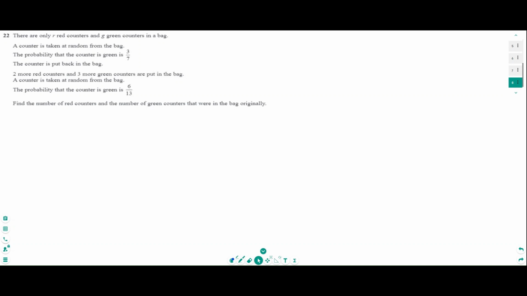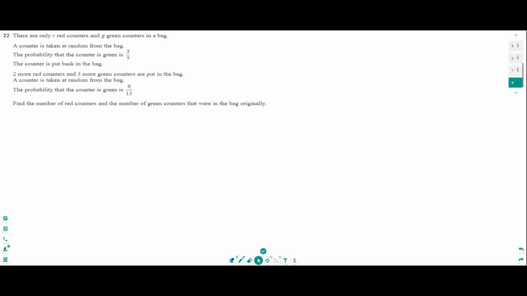2 more red counters and 3 more green counters are put in the bag. A counter is taken at random from the bag. The probability that the counter is green is 6/13. And what it asks us to do is find the number of red counters and the number of green counters that were in the bag originally.